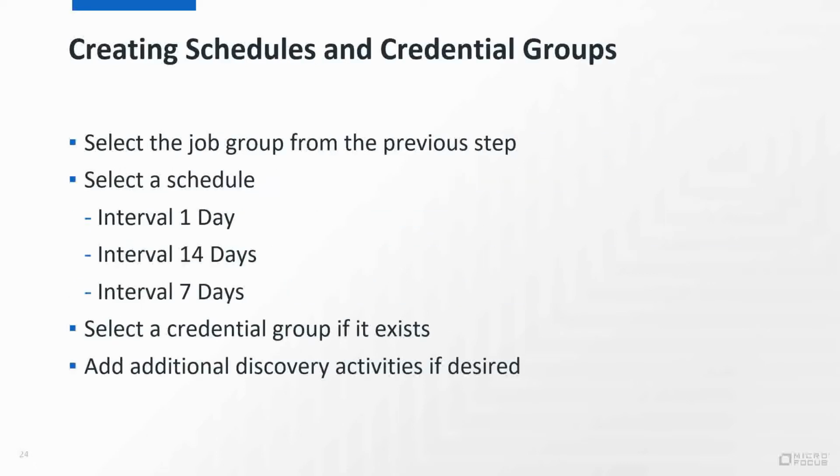The next step is to create the schedules and credential groups. If you have not created the credential groups, you should probably do that before we start. You can select the job group from the previous step and then set different schedules for it: an interval of 1 day, an interval of 7 or 14 days. And then you can select the credential groups and add any additional discovery activities as desired.